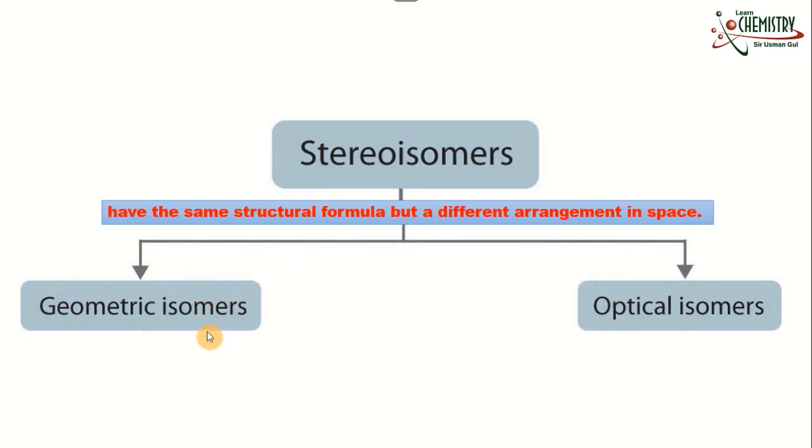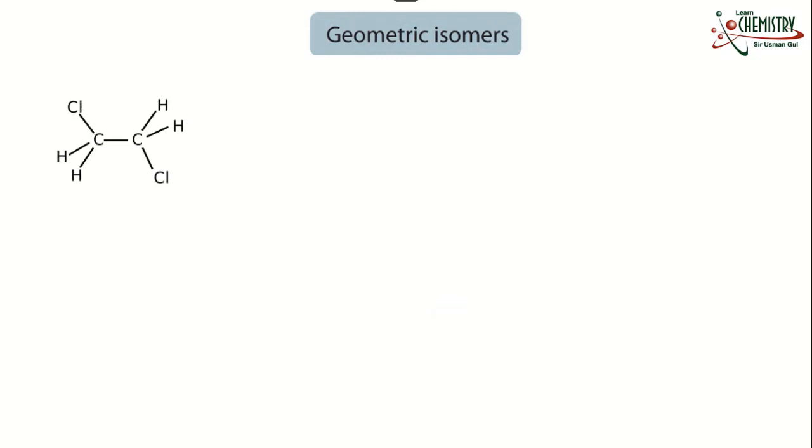Number one is called geometric isomerism, which gives us two geometric isomers, and the second type is called optical isomers, and I will explain them one by one very deeply. So watch this video till the end, starting with geometric isomers. Now in front of you, you can see the molecule of alkane.